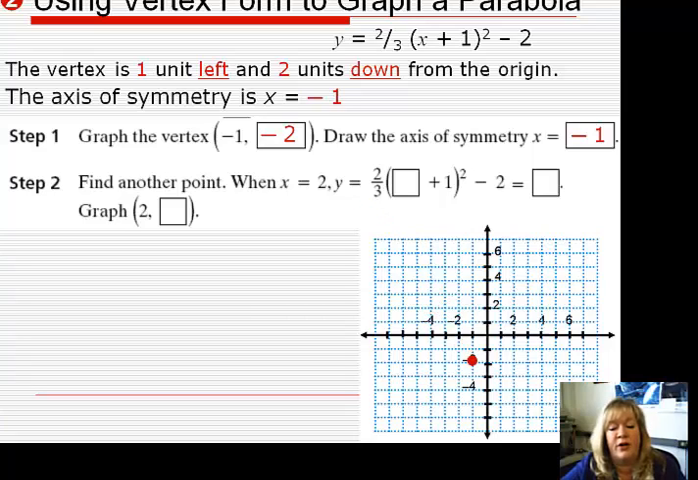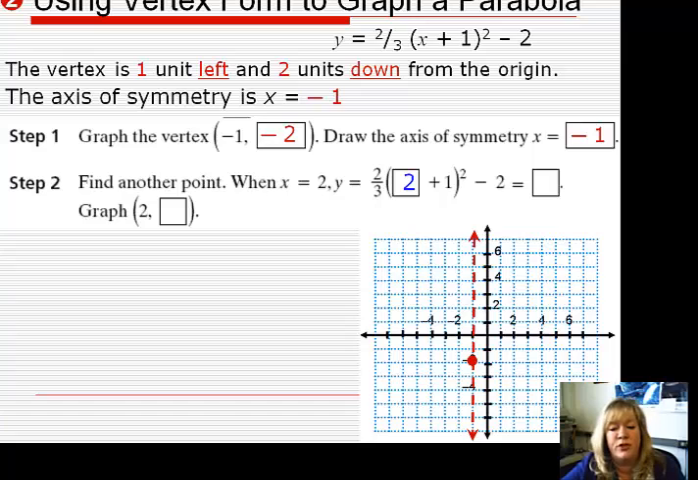I go ahead and graph that vertex right there, -1, -2. Then I pick some x values on one side of the vertex, either to the right of it or to the left of it. I'm going to pick x = 2, which is to the right of it, because if I find that point, I can reflect it across and get another point on the parabola, and I'll have that nice little U shape. So there's my axis of symmetry. That's the fold line. To find another point, you pick a value for x, like in this case 2, and we're going to put that into our equation and find what y would have to equal.